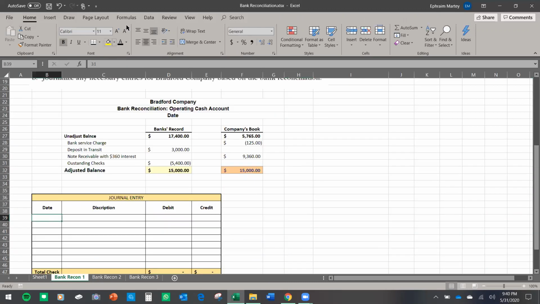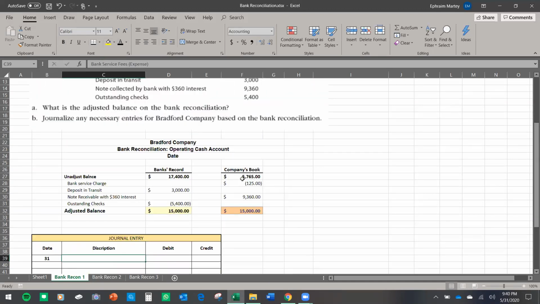So I'm just going to put here 31st, okay, 31. Remember I told you, you only do adjustments on the company's side. You don't do anything on the bank side. You only do adjustment entry for your company. So what happens here?